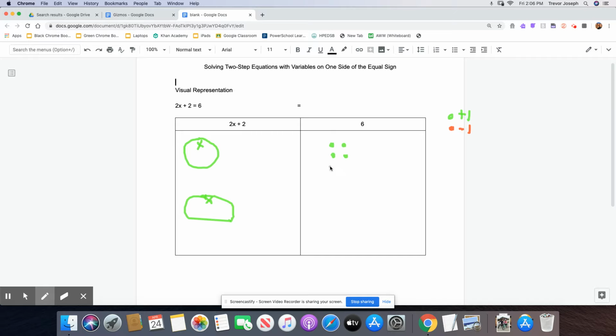But that's not what I want. I want to know what one of these x's is. Because there are 2 x's, we are going to divide the rest of these on the other side of the equation equally into both of these x's. Because there are 4, I know that these two I could bring over here. And that would tell me that there are 2 in one of those.